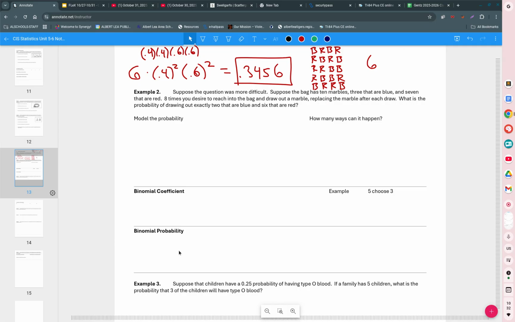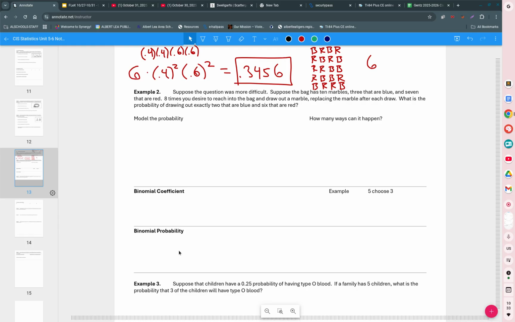Did everybody get 0.3456? Okay, good. So that's a real basic example. We're going to show you what happens when you just change things up a little bit, make it a little bit more complicated, or we're going to give you a couple of shortcuts to just make things easier. Okay? Suppose the question was more difficult.